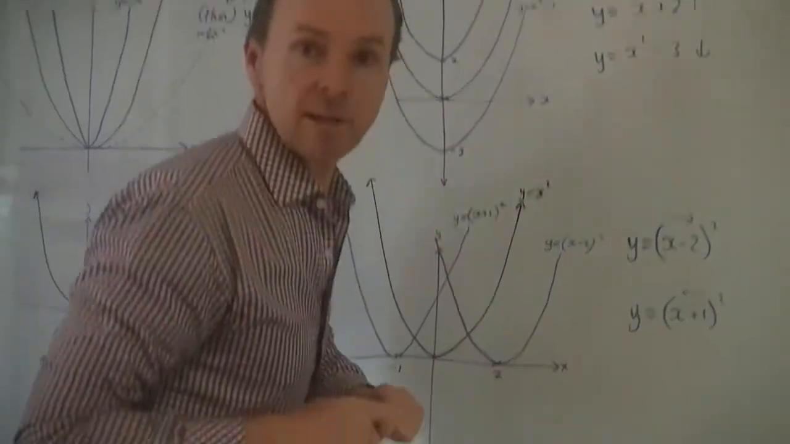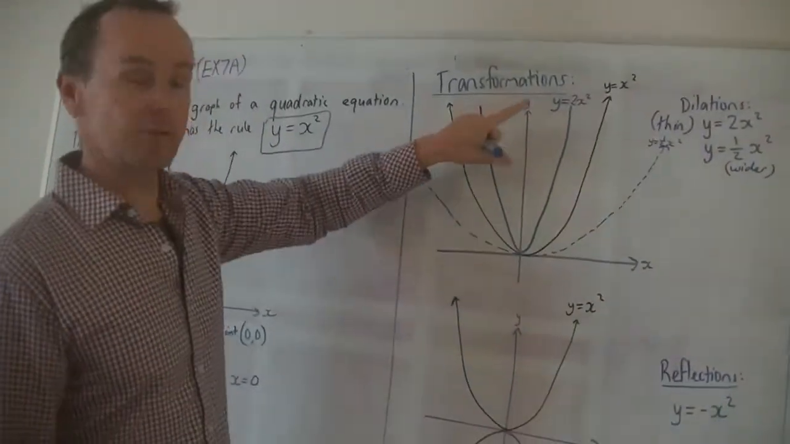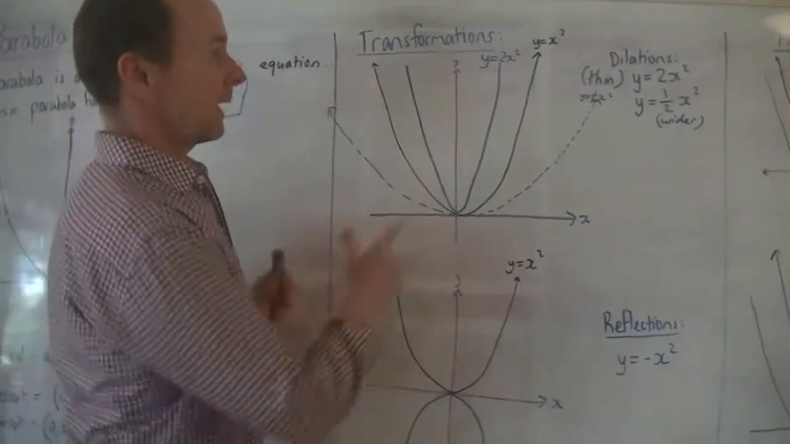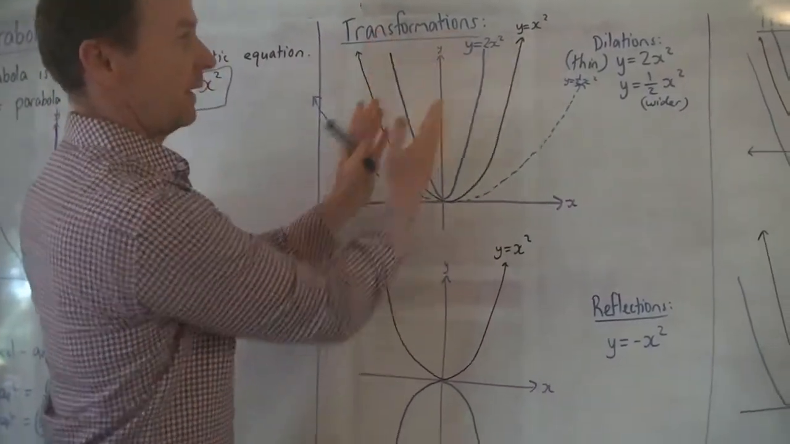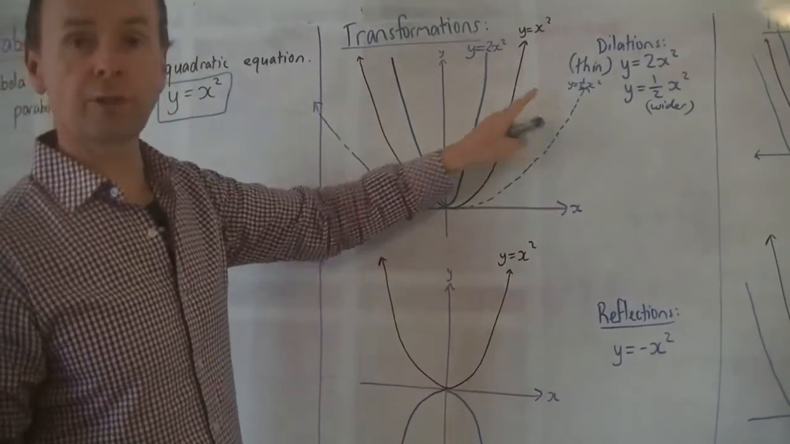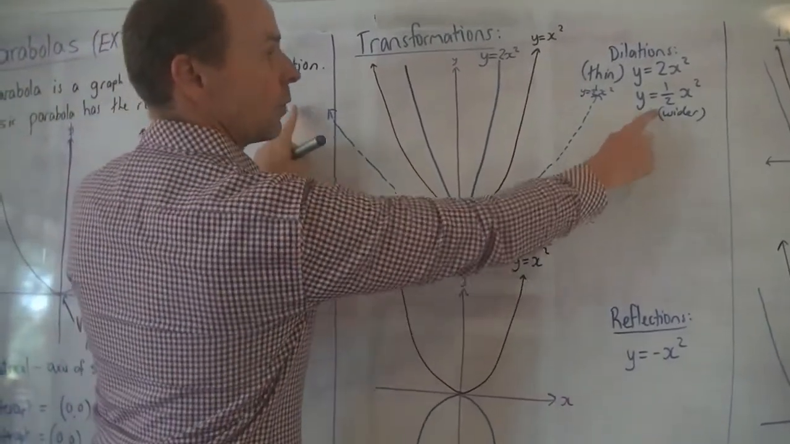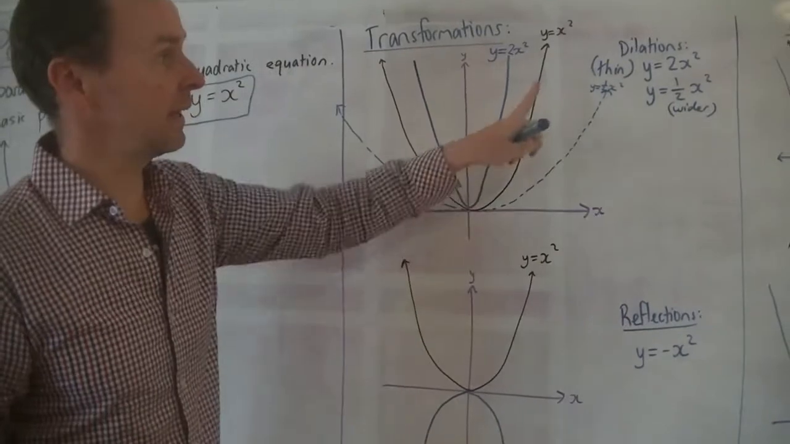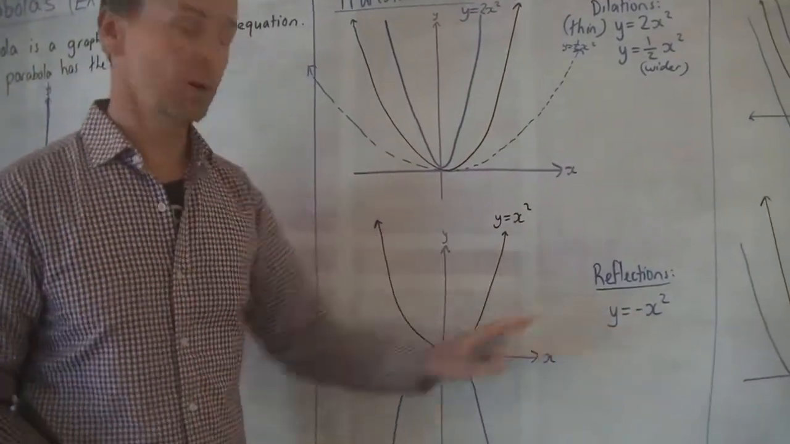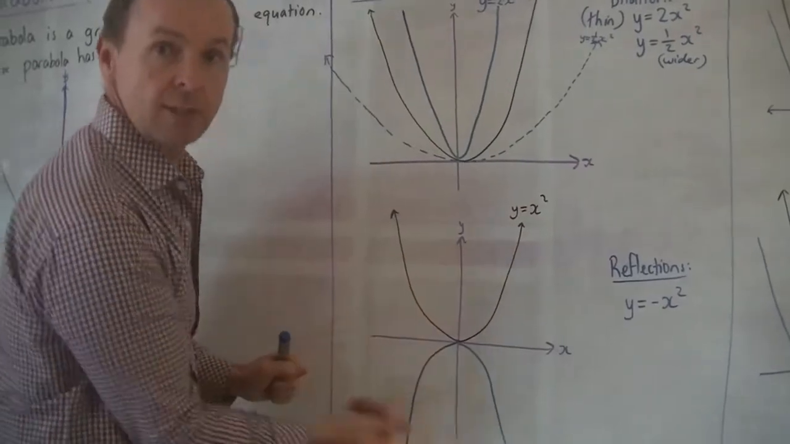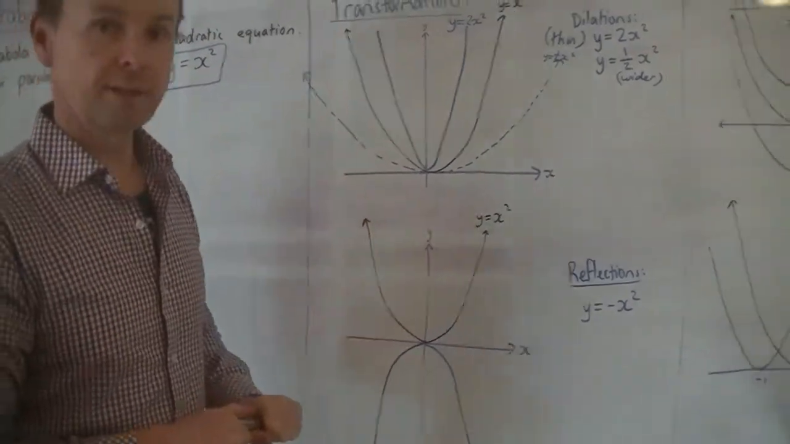Okay, so I'm going to give you a quick summary, so you have to remember these. So, starting with the transformations, dilations. If we had y equals 5x squared, that's very skinny, it's skinnier. If we had y equals a quarter x squared, it's really, really wide. Okay, so skinnier and wider. Reflections. When you've got negative x squared, the negative means it flips upside down. That one's an easy one to remember.